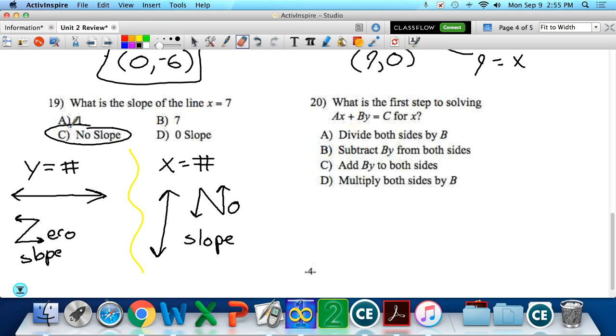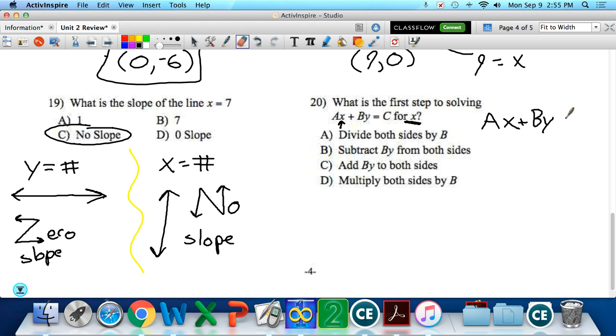Number 20. Some people I think aren't reading this problem correctly. They're looking at this and just seeing it and going, oh, we have to go into standard form. Read the whole problem. What is the first step to solving ax plus by equals c for x? Meaning our goal is to get x all by itself here. And then people just get confused. They just think it's asking them something really foreign.